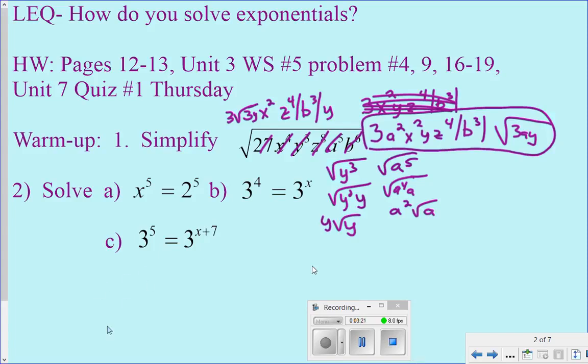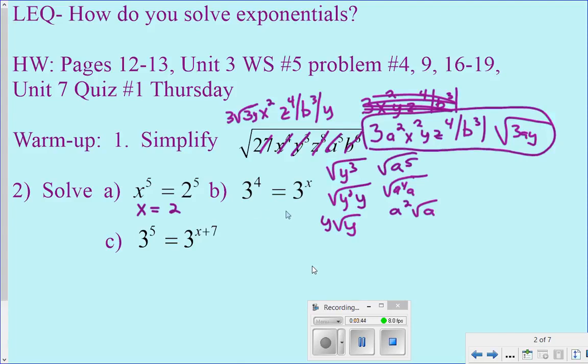Okay, number 2, these are all problems. These are obviously easier ones, but these are all problems that are going to demonstrate the process we're going to talk about today, which is solving exponential equations. So I see an equal sign, and I see that the exponents are equal, which means that the bases are equal. So that means x is equal to 2.